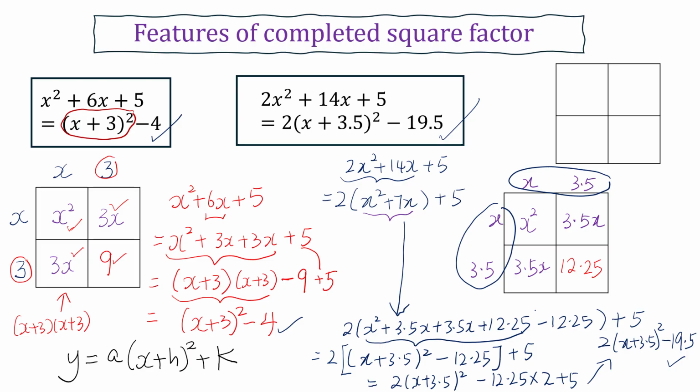So your a, h, and k are real values. Like in the first example here, a is 1. Here the a is 2. The value of h is 3.5. The value of k is negative 19.5. So a completed square will have most of the time this format. Okay, so in the next slides I'm going to show you the shortcuts. Right, let's practice.